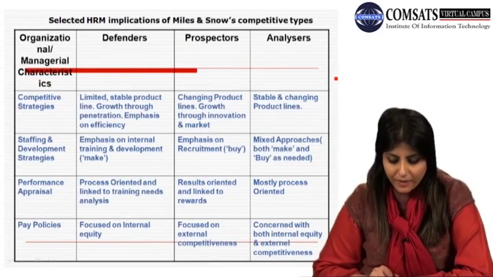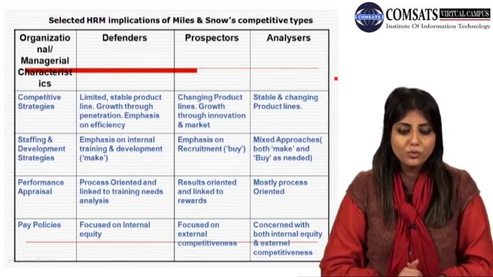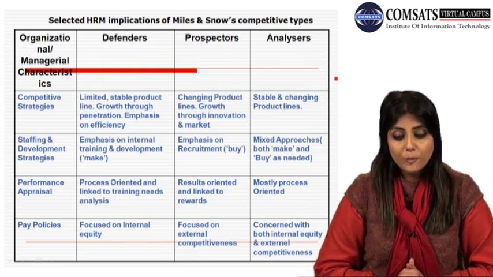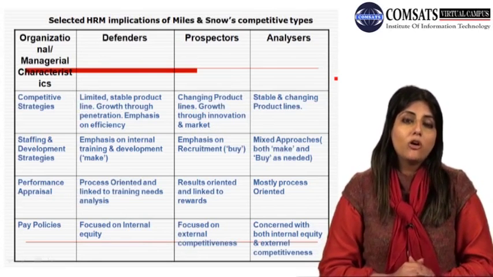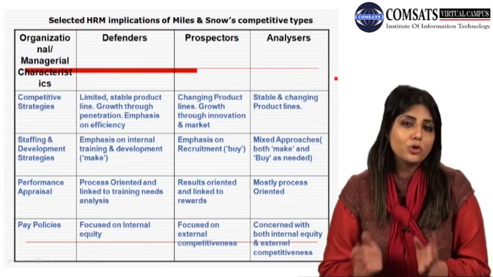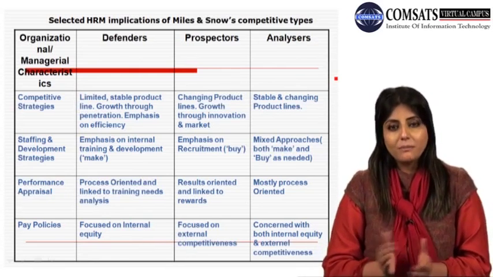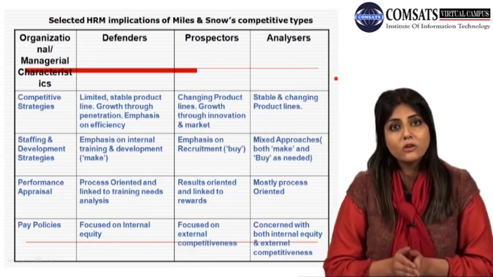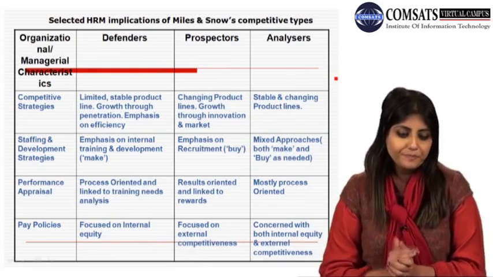So let's discuss them again in detail. Here I have taken a table or a chart for you, which was developed by Miles and Snow, and it tells the different competitive strategies that different organizations adopt, and how these different strategies are related to the different human resource management practices of those organizations. How the choice of their human resource management practices differs, or should differ, as per their competitive strategies.